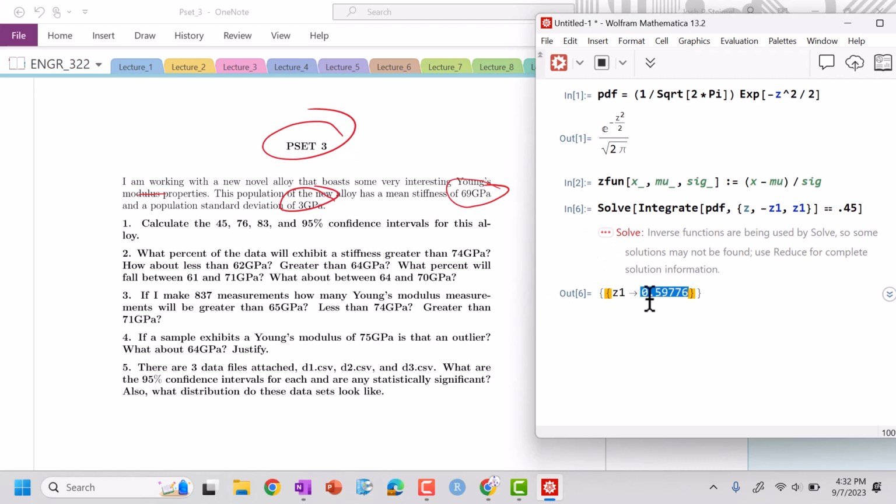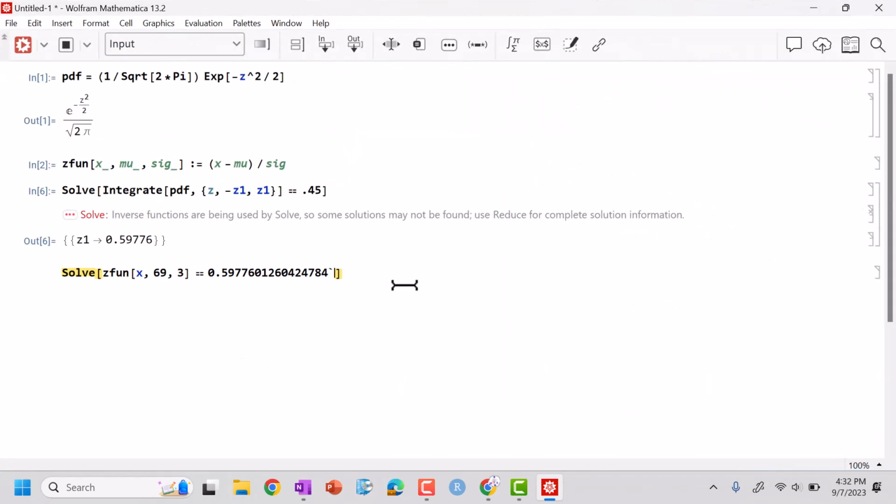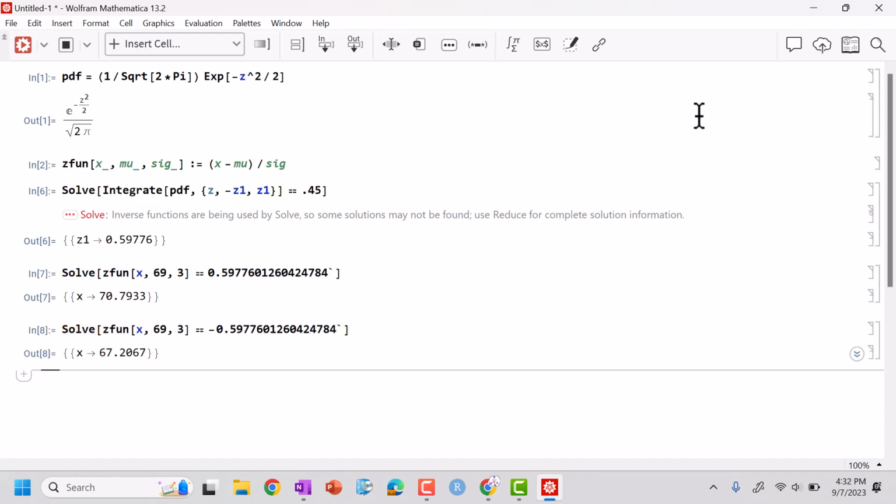So we can now solve our z function, and we know we're trying to find our x. We have our mu, which is 69, our sig, which is 3, equals that value there. And we can magnify this here. We can just solve for it. And then we could also solve for the negative. Boom, there it is.